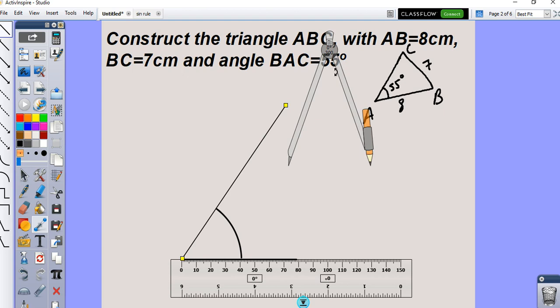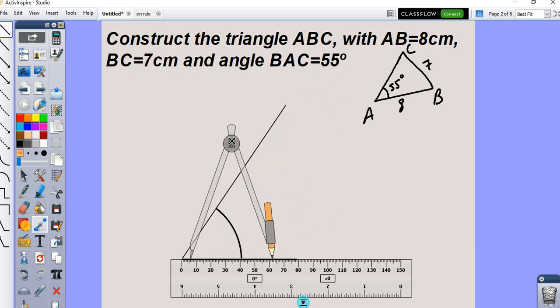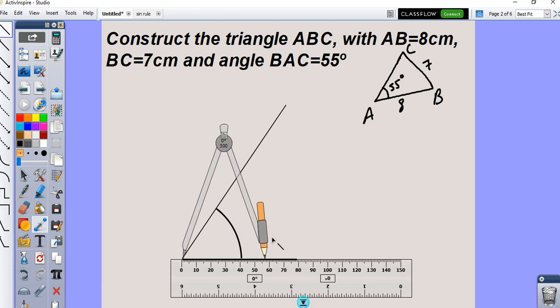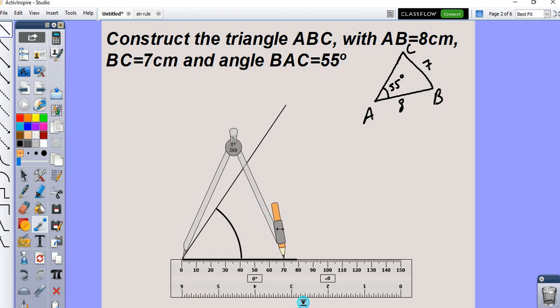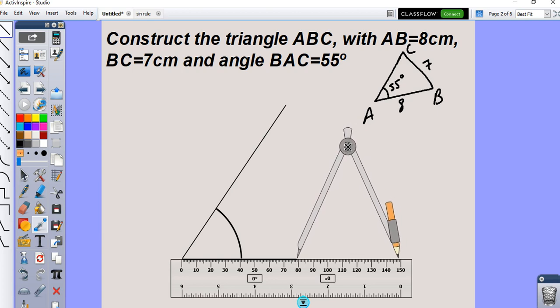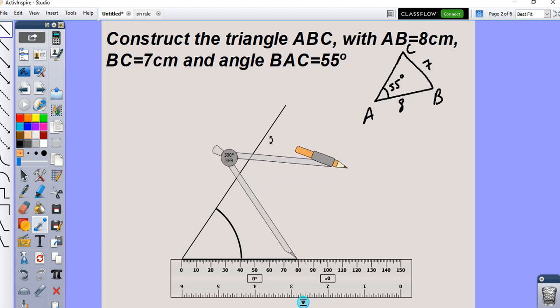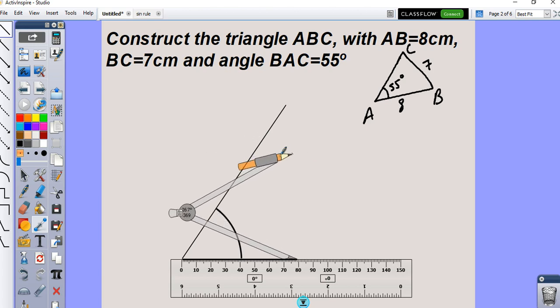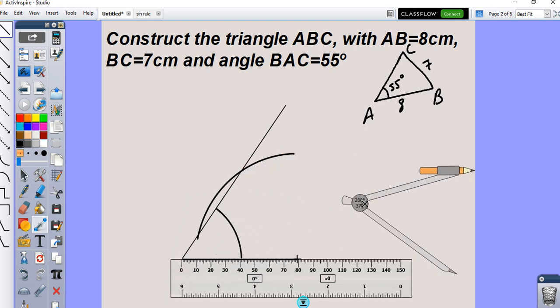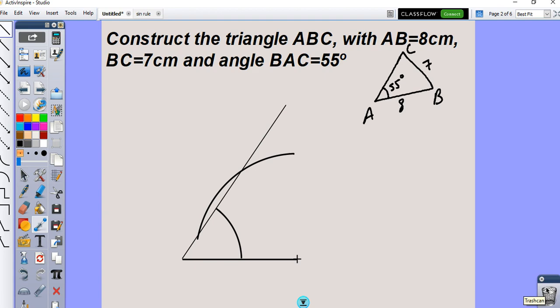Now, with the compass, we open at 7 centimeters. We fix the compass at this side, and then we draw an arc that is 7 centimeters long. We now connect. But the thing is, where do we connect? Because we have an issue now.